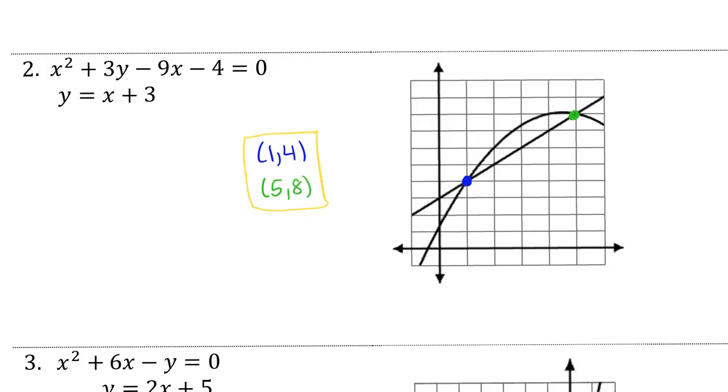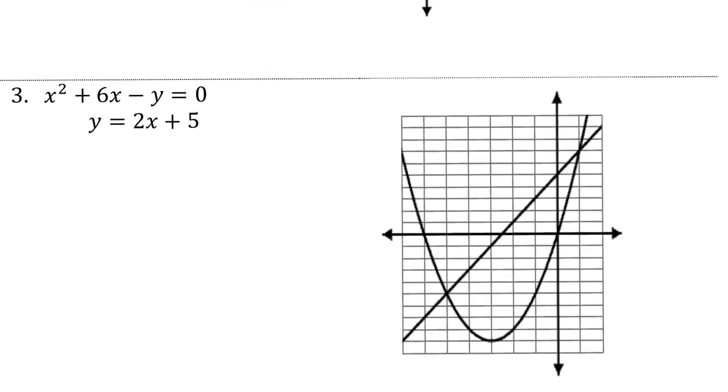Okay, let's look at one more graph and then we'll do this algebraically. Okay, one more graph. We have a parabola and we have a line. So I see 2 points of intersection. One is over here. What is this? Negative 5, negative 5. And then what's my other point over here? That looks like x is 1 and y is 7. 1, comma 7.